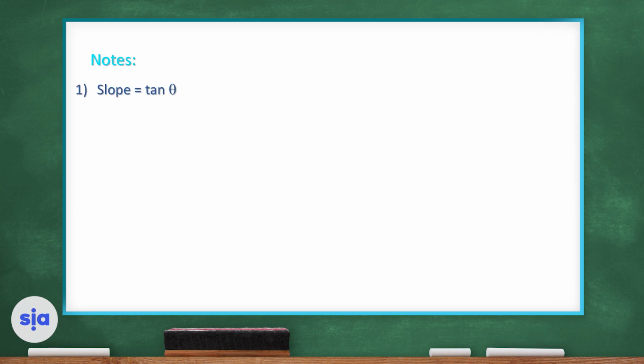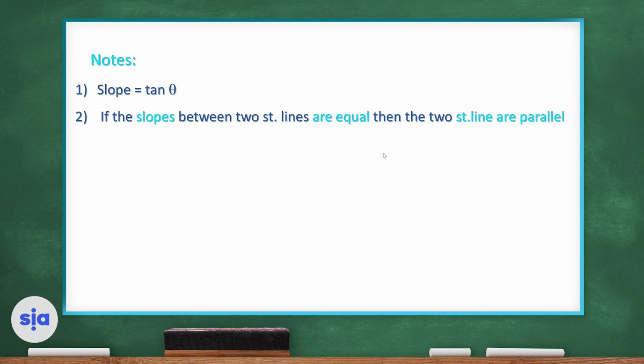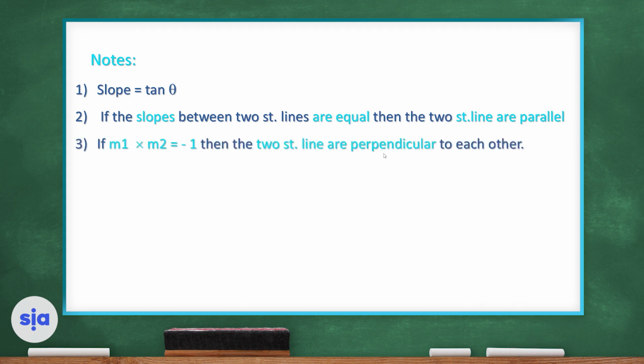Another note, the slope is equal to tan theta. If the slopes between two straight lines are equal, then the two straight lines are parallel to each other. If m1, which means the slope of the first line, and m2, which means the slope of the second line, multiplied together, the result is -1, then these two lines are perpendicular to each other.